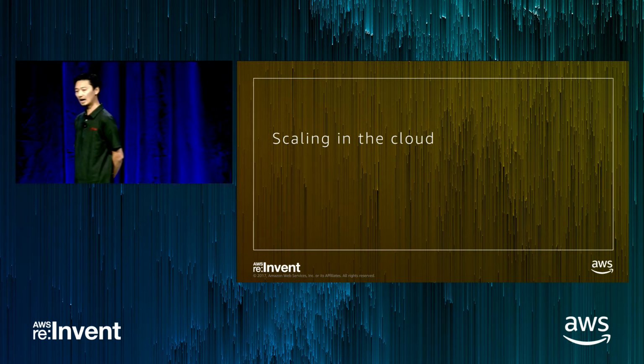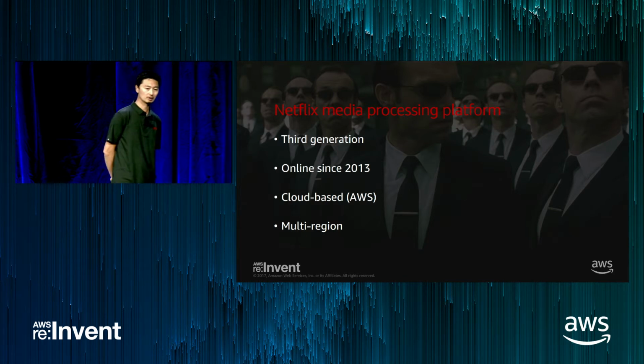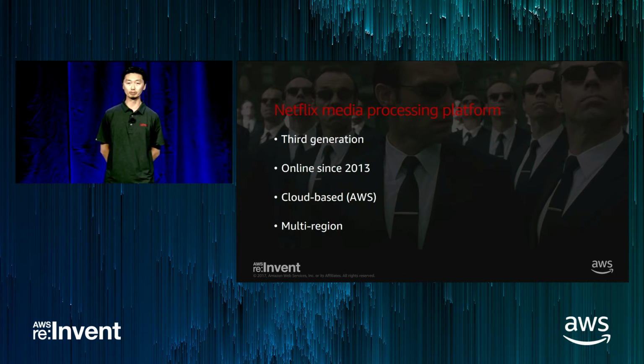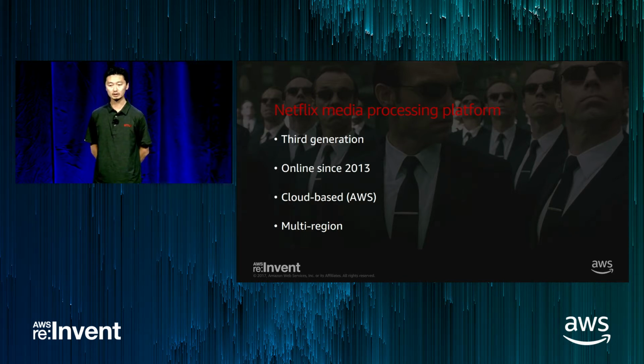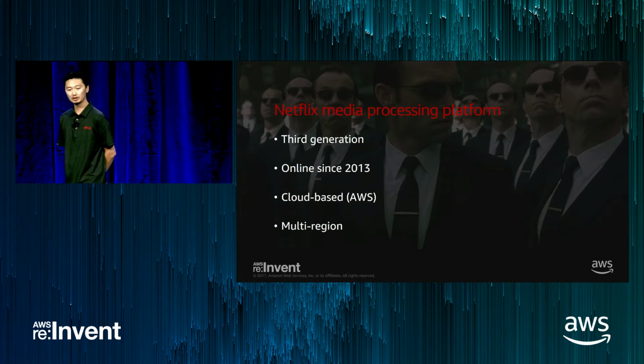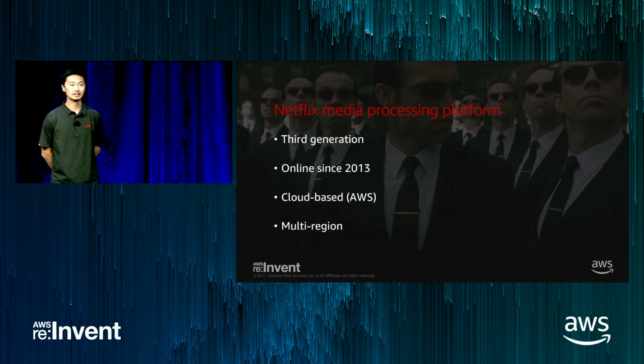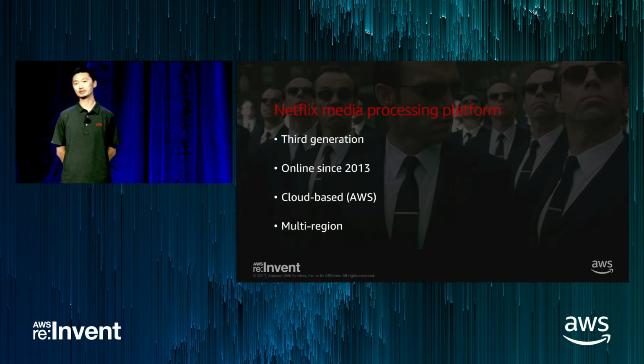So how do we scale in the cloud? This talk is based on the current Netflix media processing platform that we built. And we have a code name called Reloaded. That's why you see the picture here. It is a 3rd generation of the platform that was deployed since 2013. And it's completely cloud-based. And most recently, we're able to encode across multiple regions.